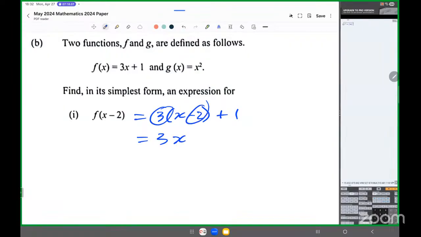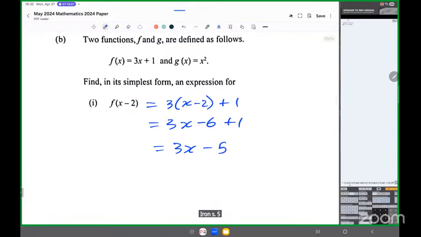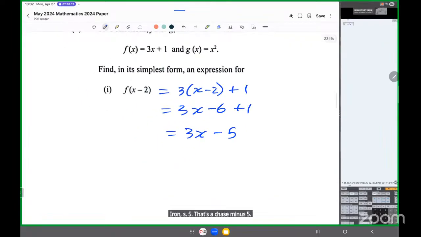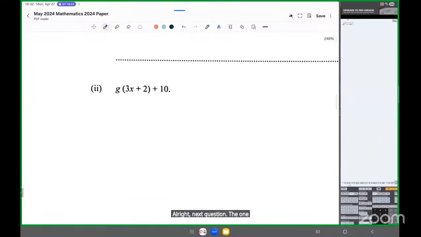3 times minus 2 is negative 6 plus the 1. Negative 6 plus 1 is negative 5. So we get 3x minus 5. That's the answer. 3x minus 5. All right? Next question. The one g of x plus 2 plus 10.